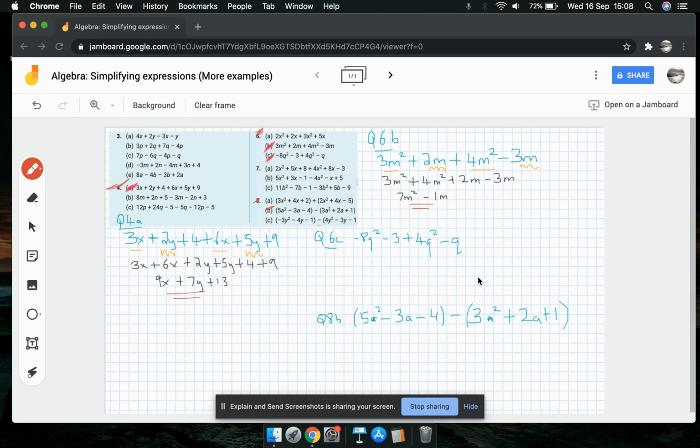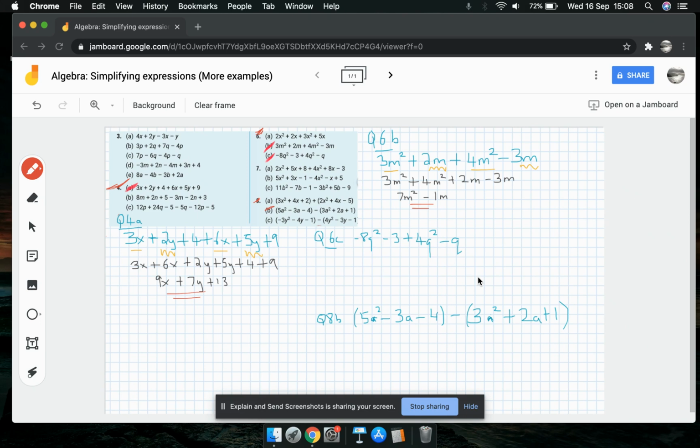The one common mistake we tend to see on these questions is this: if I look at 3m squared plus 4m squared, you can add the 3 and 4, you get 7. But sometimes people add the m squared and give m to the power of 4, which makes no sense. You can't do that. What you can do is add the coefficients together and get 7. On to the next question, question 6c.